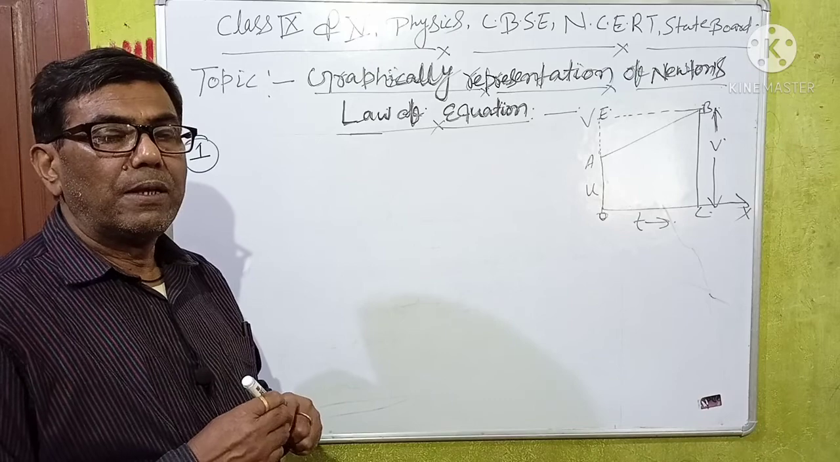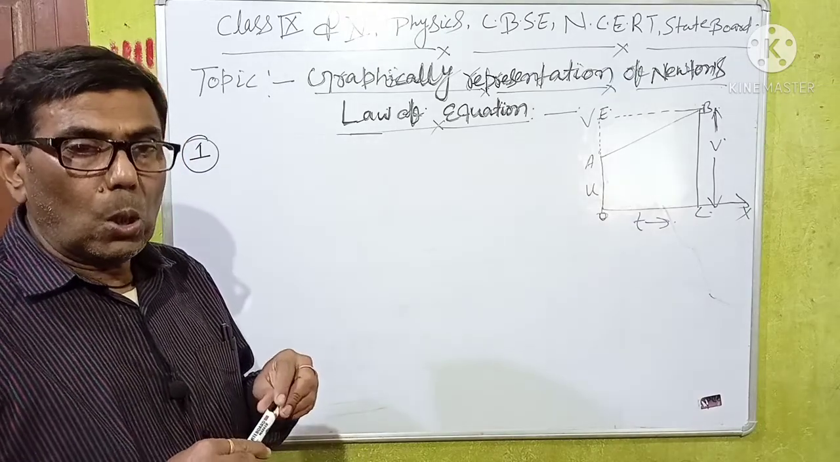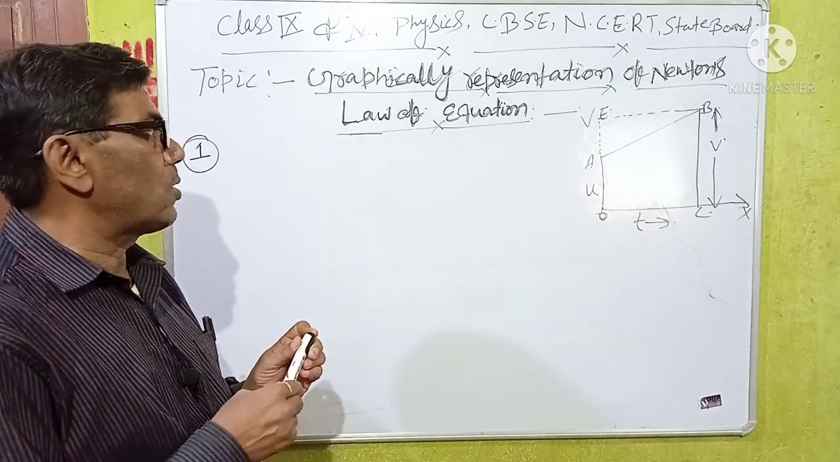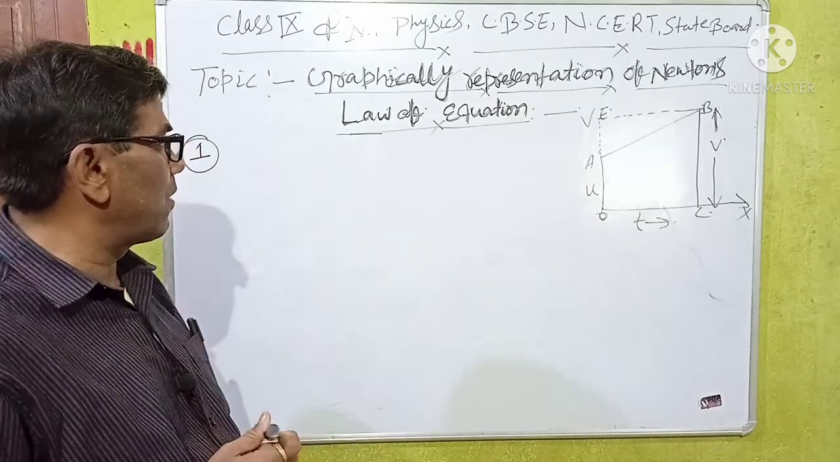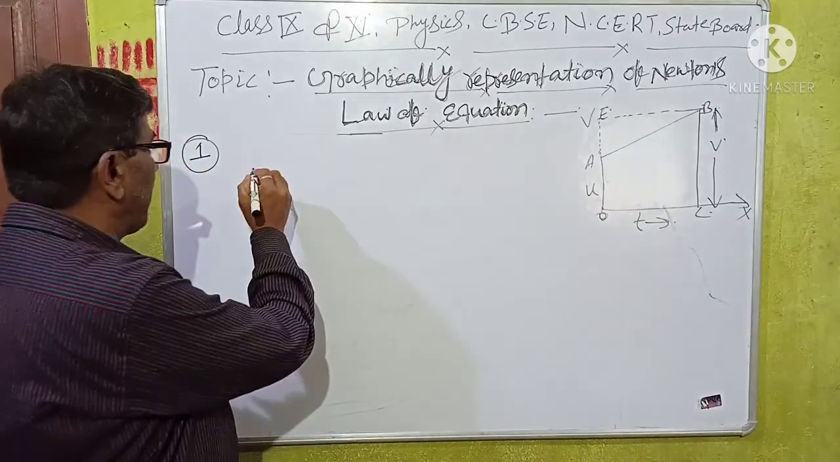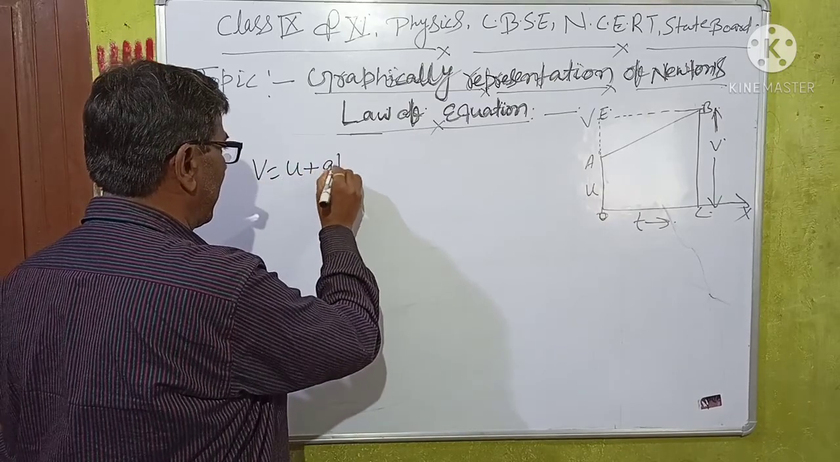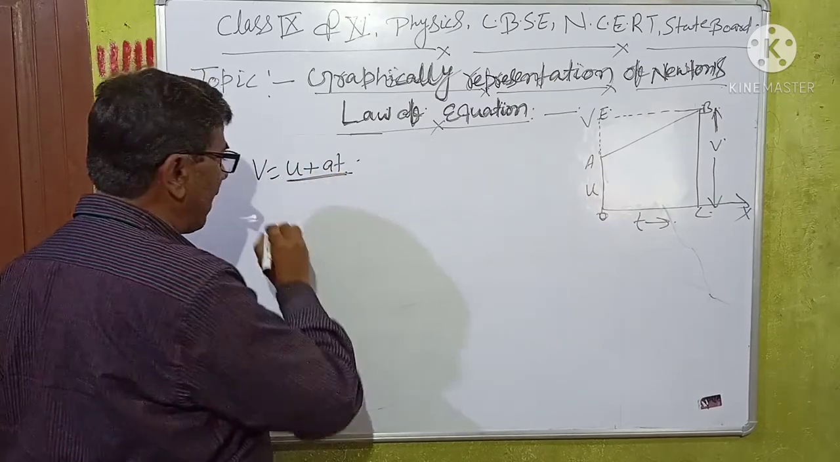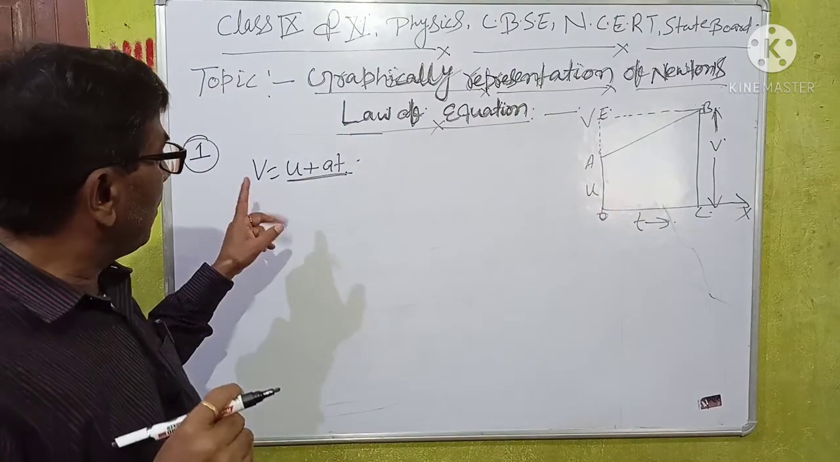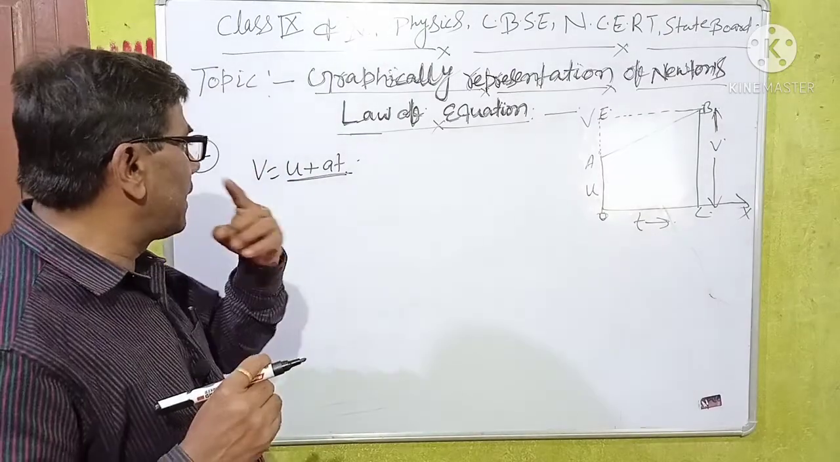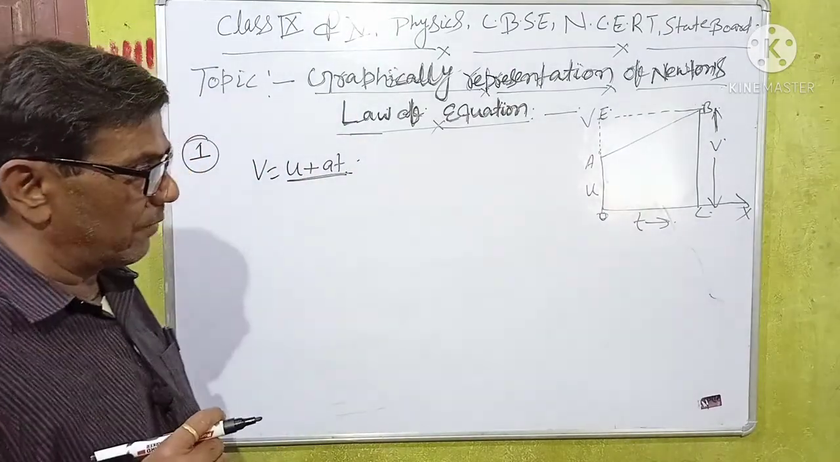You know that there are three laws of the equations, three Newton's law of equation. First is V is equal to U plus AT. Here we have derived V is equal to U plus AT through the graphical representation.